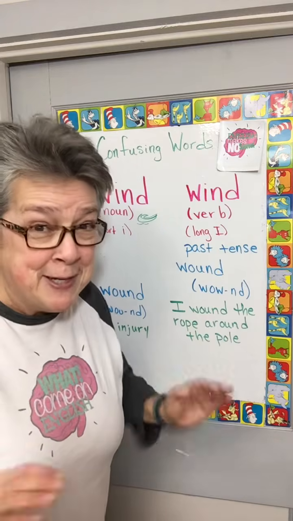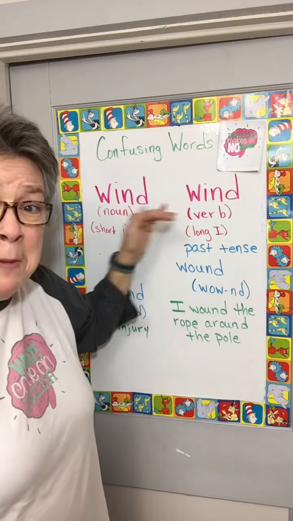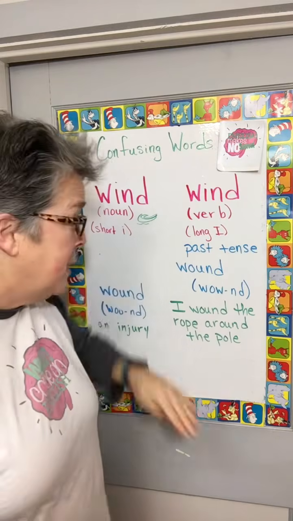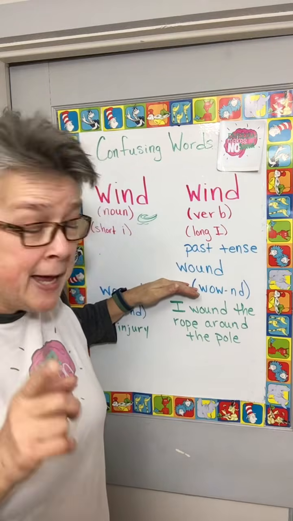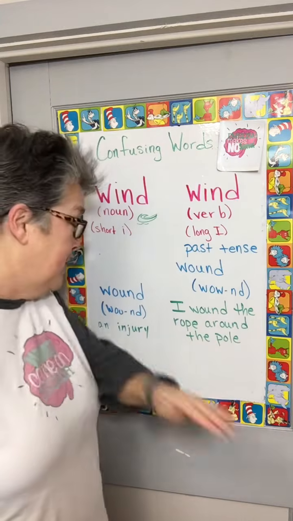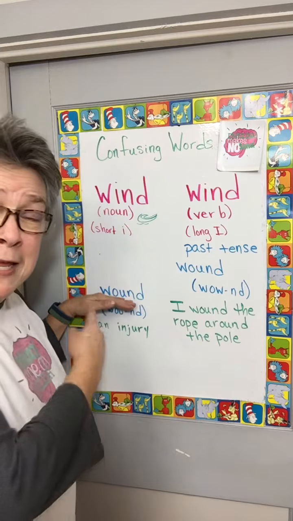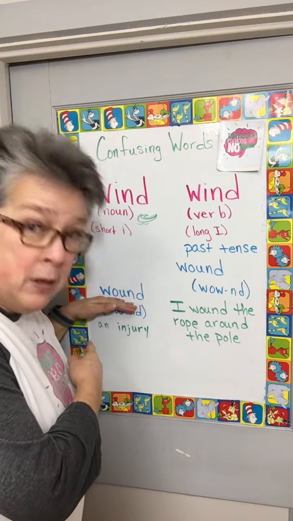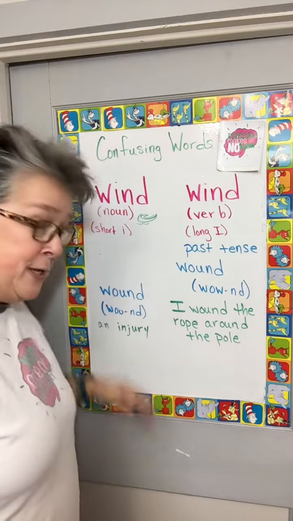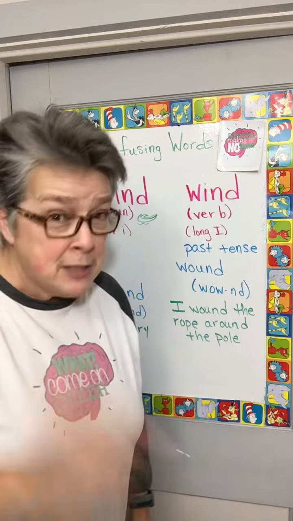I know, it's confusing. Let's review. Wind, noun, wind, verb. Past tense of wind, the verb, is wound. Got it. I wound the rope around the pole. Perfect. Now, wound can also be pronounced as wound, and then when it's wound, it's a noun. Got it? An injury.